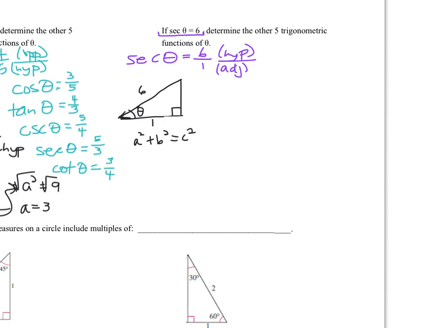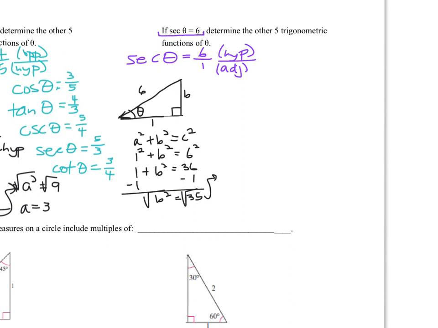This time I'm going to let that vertical side length equal b. So this is going to be 1 squared plus b squared equals 6 squared. Now this doesn't work out quite as user-friendly as the last one did. 1 plus b squared is equal to 36. And if we move 1 over, we get b squared equals 35. So when you take the square root of 35, it's not a perfect square like we had last time.